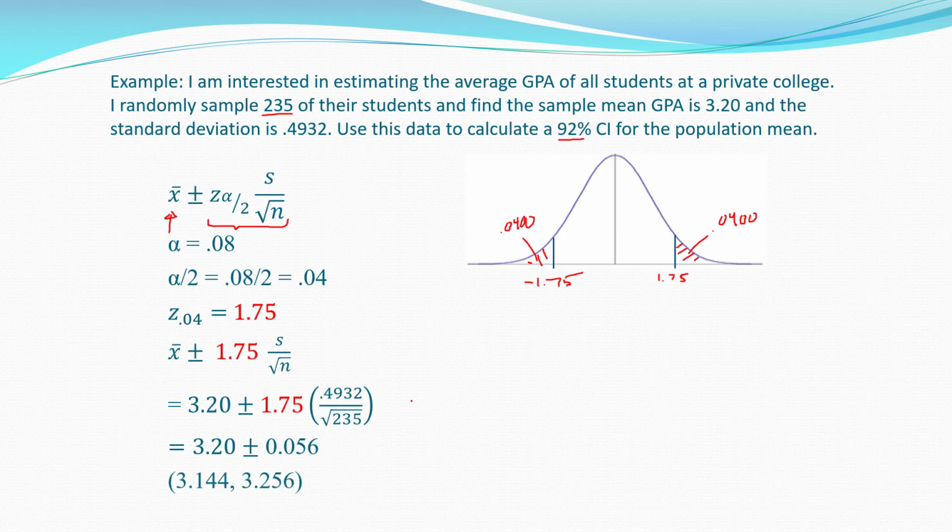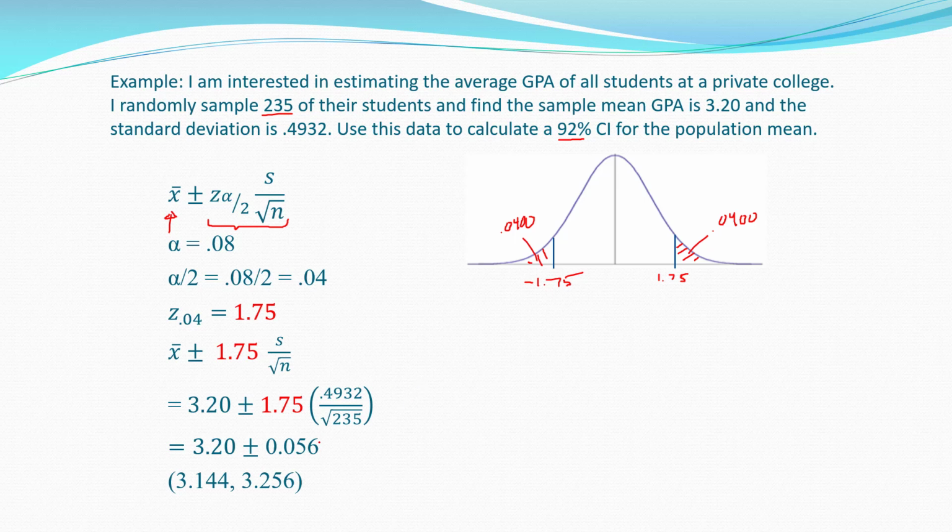And so now when I'm in class with you guys, if I was teaching you live, I'd be standing in front of you right now. My hands would be about shoulder height, and I would cup my hands so they'd look like the parentheses. And I'd say, here's our confidence interval. It goes from 3.144 to 3.256.